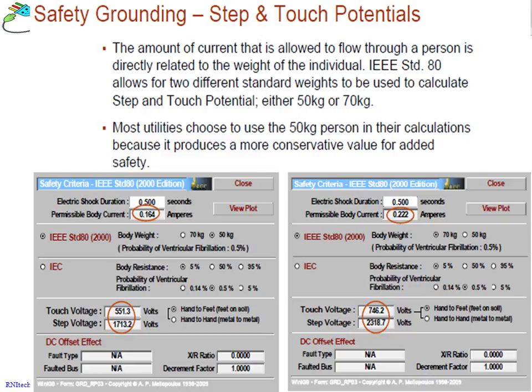And this is just a snapshot showing you the maximum limits for step and touch voltage, whether you're using a 50 kilogram weight for design or 70 kilograms. The 50 kilogram, on the left side, shows you a lower level of permissible step and touch voltage. That means it's the worst case.